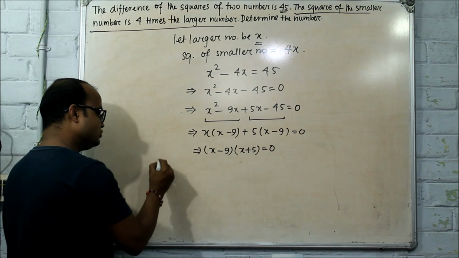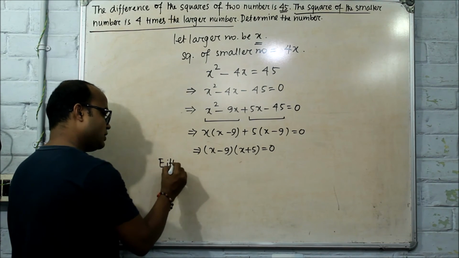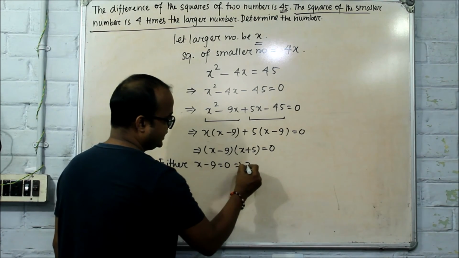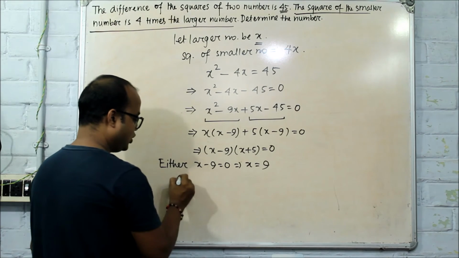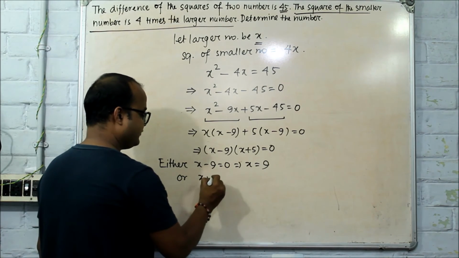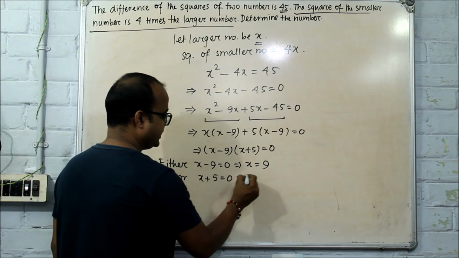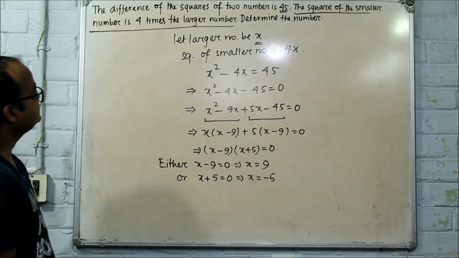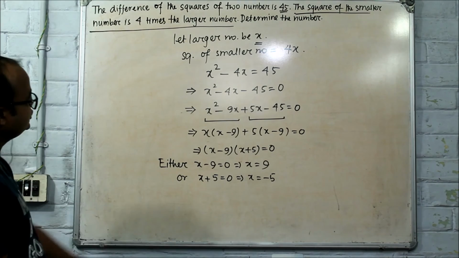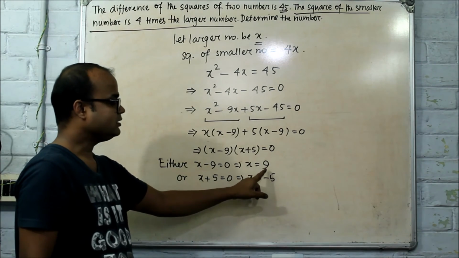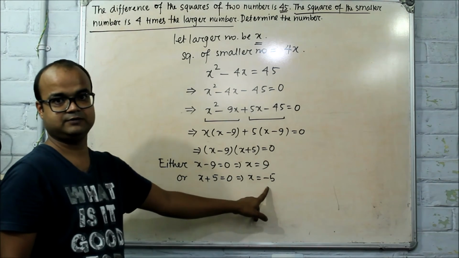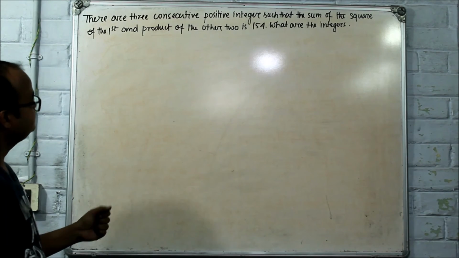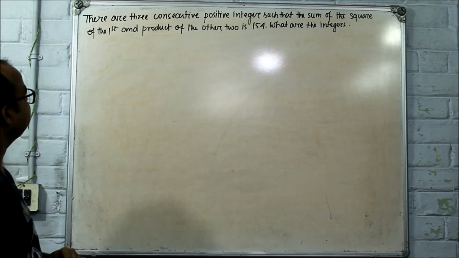So we can conclude that either x minus 9 is equal to 0, which implies x is equal to 9, or x plus 5 is equal to 0, which implies x is equal to minus 5. So the number is 9 or minus 5. Clear?